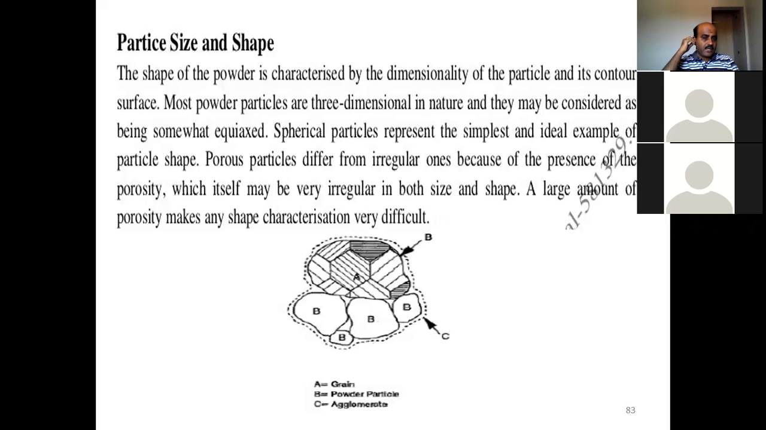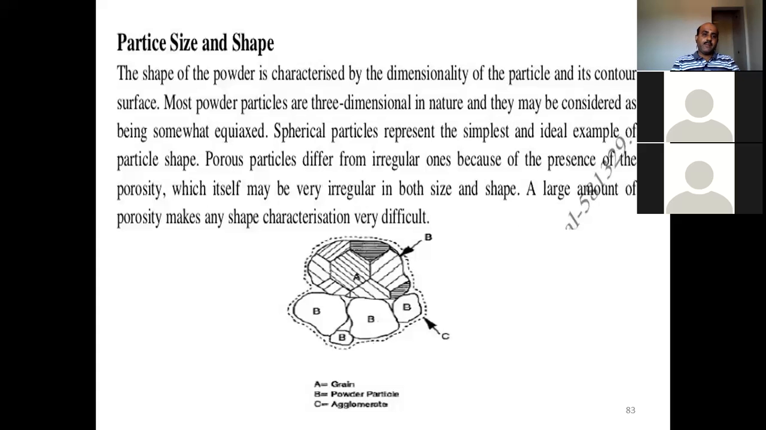The shape of the powder is characterized by the dimensionality of the particle and its contour surface. Most powder particles are three-dimensional in nature and may be considered as being somewhat equiaxed. Equiaxed means it is equal in all three axes. Spherical particles represent the simple and ideal example of a particle shape. Porous particles differ from irregular ones because of the presence of porosity, which itself may be very irregular in both size and shape. A large amount of porosity makes any shape characterization very difficult.